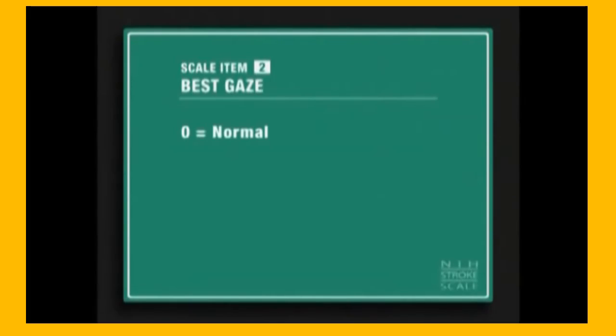Score a 0 if the tasks are performed correctly. If a patient has ocular rotary problems, such as a strabismus, but leaves the midline and attempts to look both right and left, the patient should be considered to have a normal response. Score a 1 for partial gaze palsy.